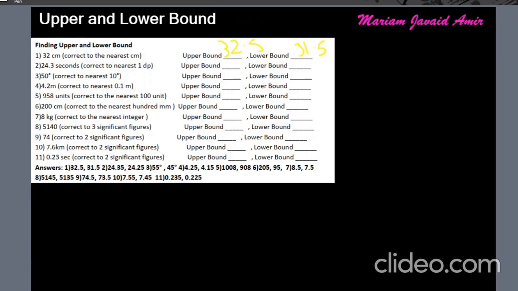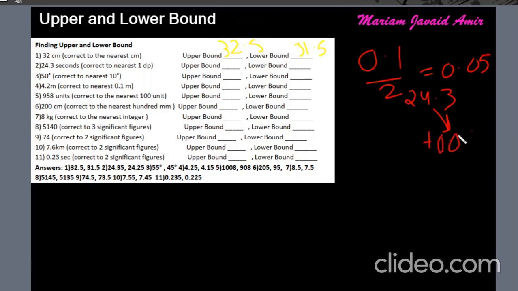24.3 correct to 1 decimal place. So 1 decimal place means 0.1. Divided by 2, we get 0.05. Now to 24.3, add 0.05, we get 24.35, and then when you subtract 0.05, we get 24.25. So the upper bound is 24.35 and the lower bound is 24.25.